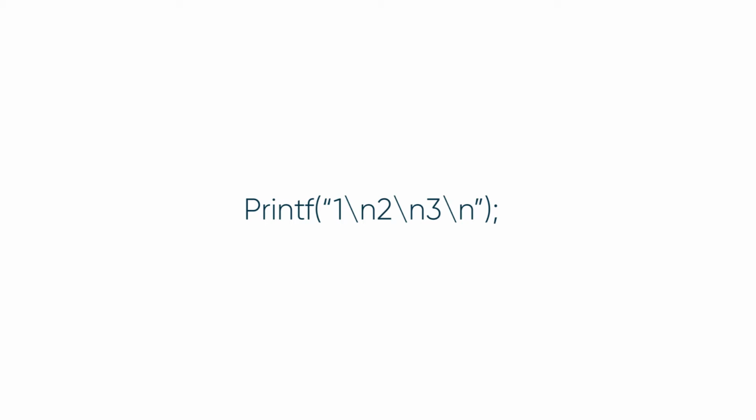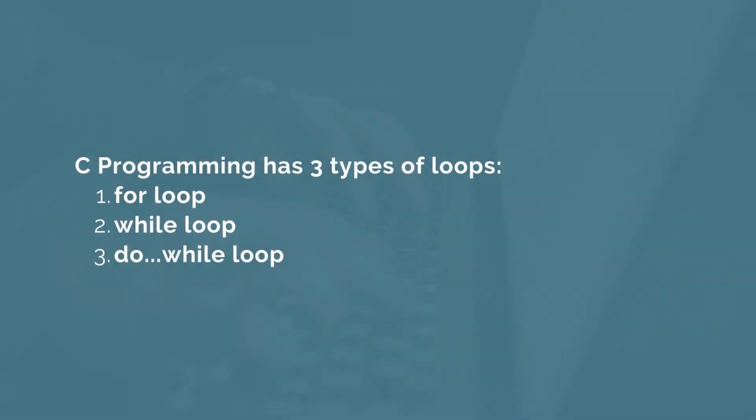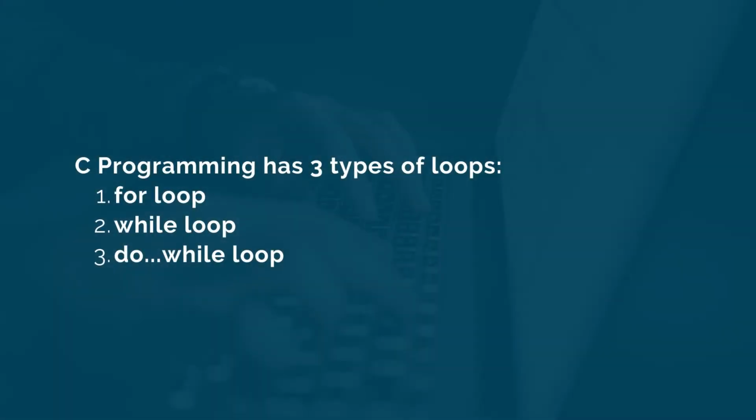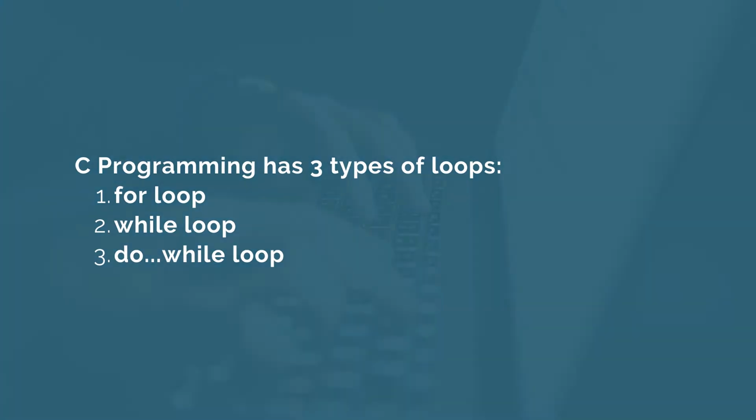Iteration or loops enable us to execute a sequence of statements repeatedly for as long as a certain condition is true, and terminate the execution when the condition becomes false. In C programming, we have three types of loops or iterative control structures. One is the for loop, second is the while loop, and third is the do while loop. Let's have the for loop first.